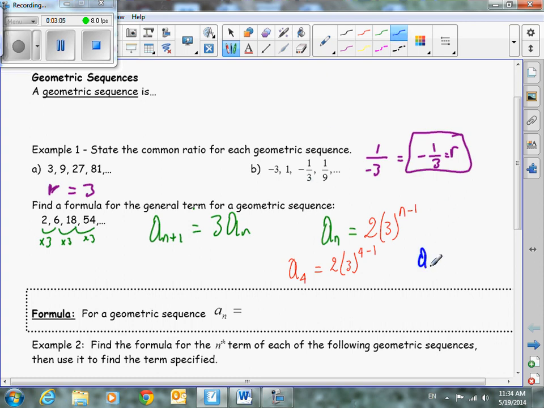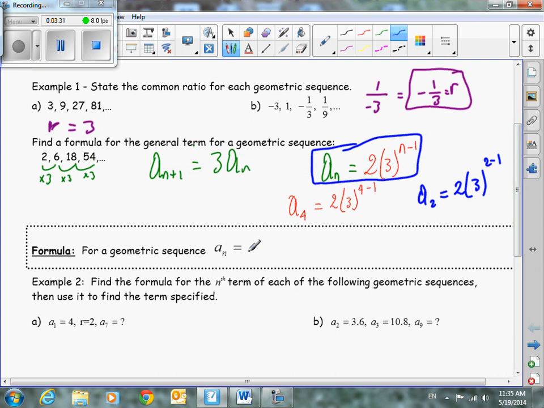I would say A2 is equal to 2 times 3 to the power of 2 minus 1. What's 3 to the power of 2 minus 1? The final answer is 6. But 3 to the power of 2 minus 1 is just 3, times 2, 6. So this ends up being our general formula. So who can tell me exactly what the general formula is, based on the example we did?